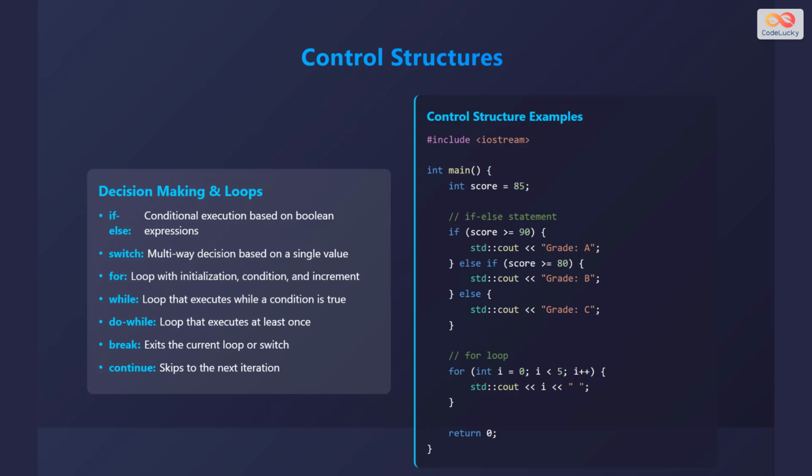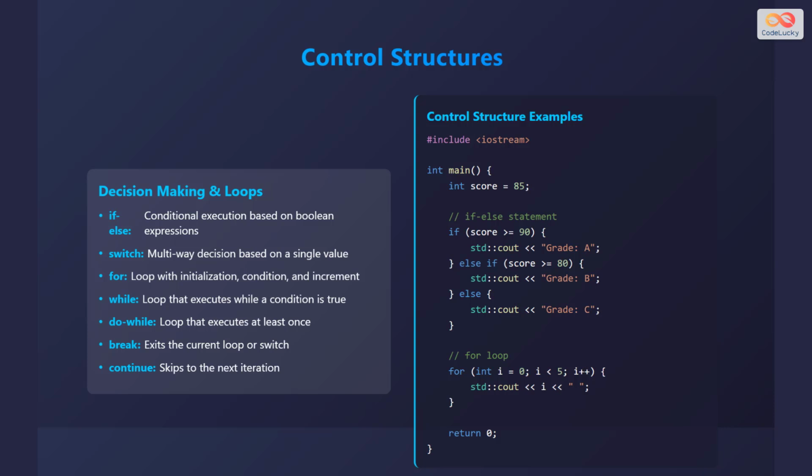For loops are used for looping with initialization, condition, and increment. While loops execute as long as a condition is true. Do-while loops execute at least once. Break statements are used to exit the current loop or switch statement. Continue statements skip to the next iteration of a loop. Here are some examples of control structures.